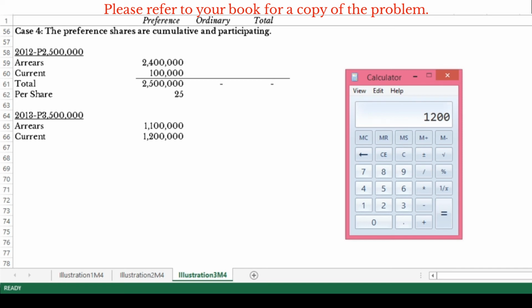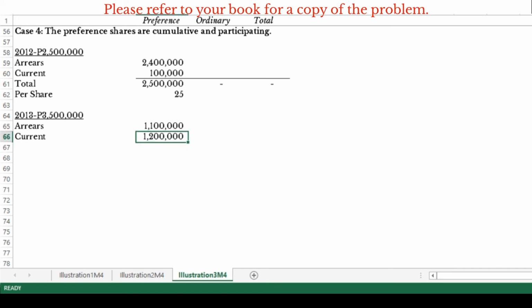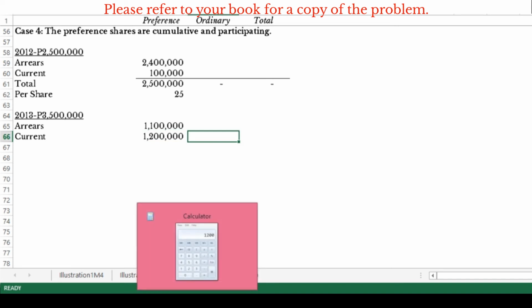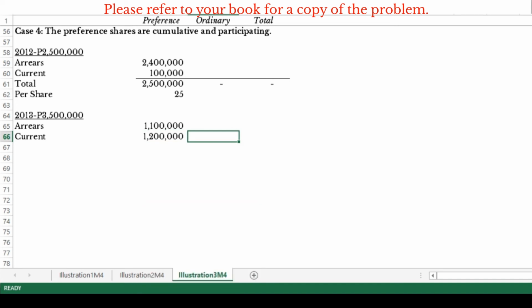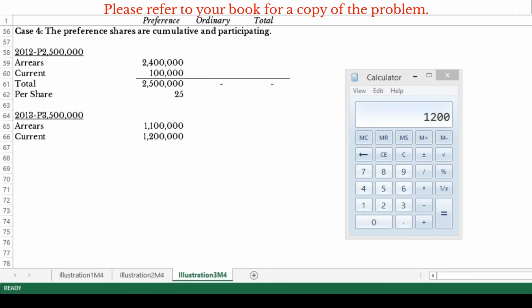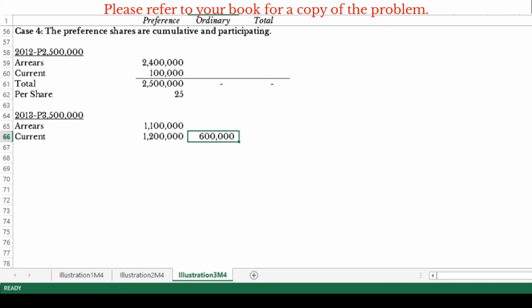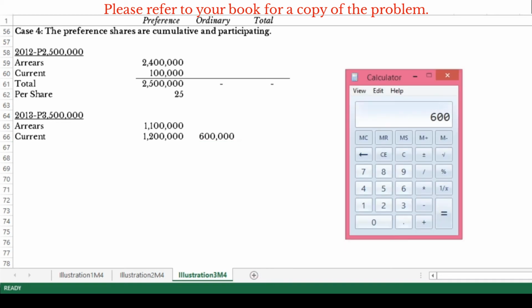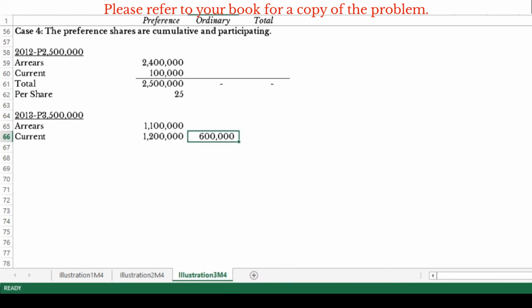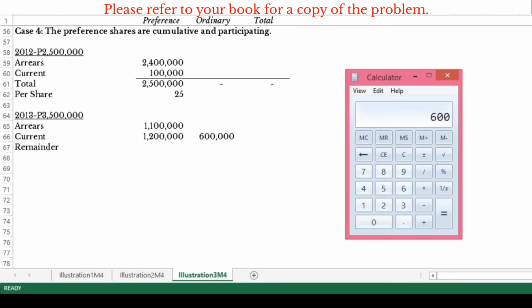Okay, so since 1.2 pa yung sobra, 'di ba? Bibigyan muna natin ulit si ordinary shares ng 12%. Kasi kaya pa nating i-satisfy yung 12% ng ordinary. So, that would be yung 600,000. Ayan. After that, ang natitira na lang natin na remainder is 600,000. So, itong remainder na to, yan yung i-allocate natin again based dun sa par value like we did nung may full participation sa case 3.